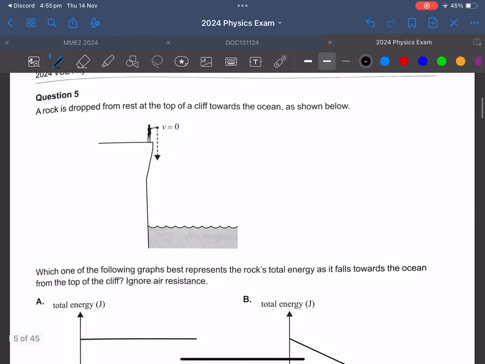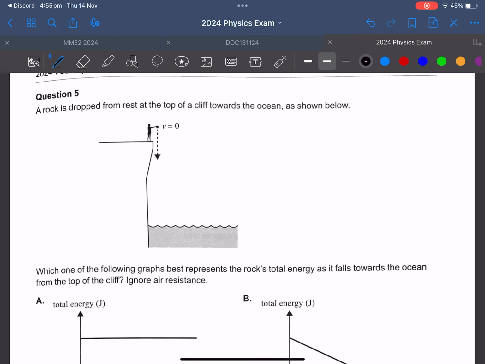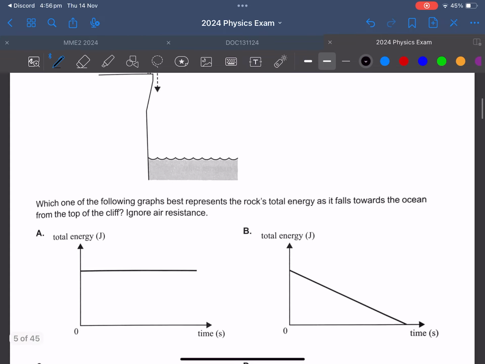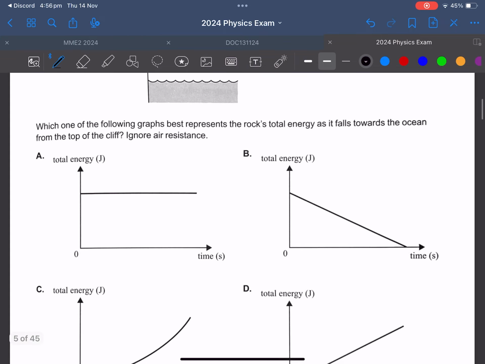Okay. So a rock is dropped from rest at the top of the cliff towards the ocean as shown below. Which one of the following graphs best represents the rock's total energy as it falls towards the ocean from the top of the cliff? Ignore air resistance. Well, if there is no air resistance, if it's in an ideal condition, the total energy remains the same throughout. So it's just going to be option A for this.